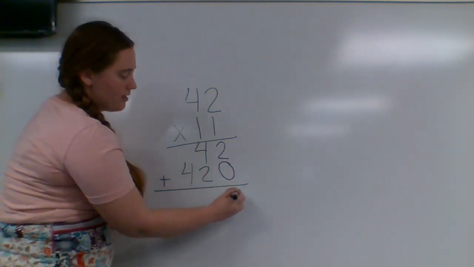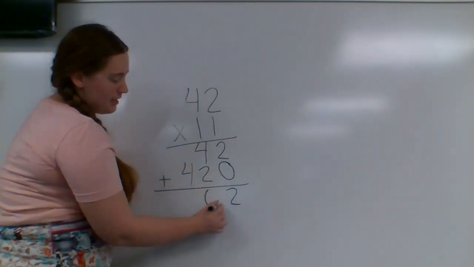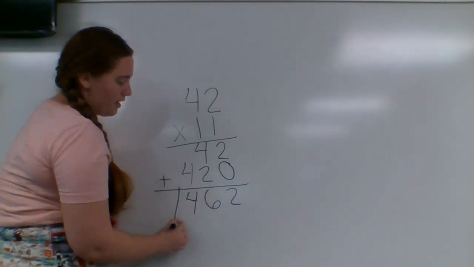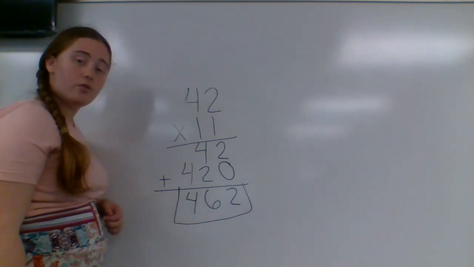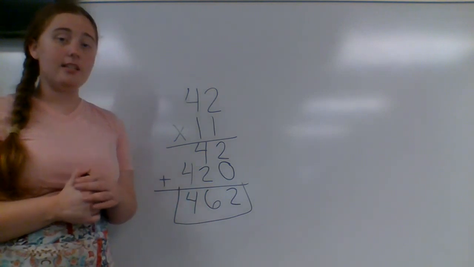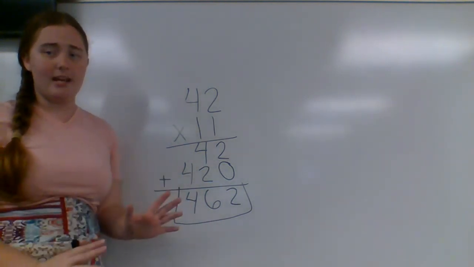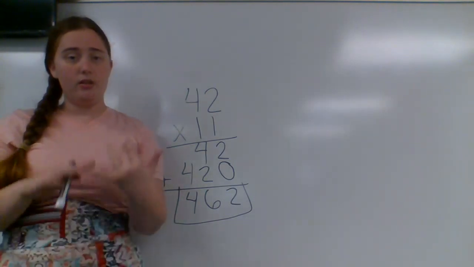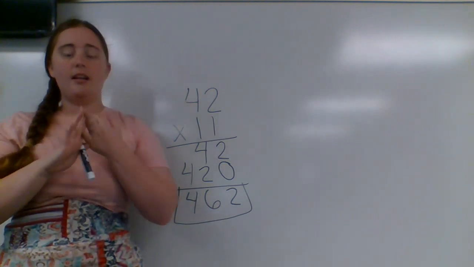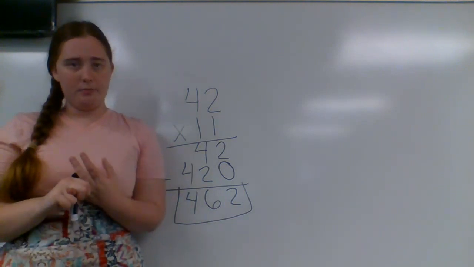2 plus 0 is 2. 4 plus 2 is 6. 4 plus nothing, of course, is 4. And my answer is 462. What I want you to do, take these concepts that we just went over. Okay, we just did the first 3 problems all together. I want you to try to do letter D and letter E. Okay, 13 times 31 and 22 times 12. Go ahead and pause the video, try to do those 2.